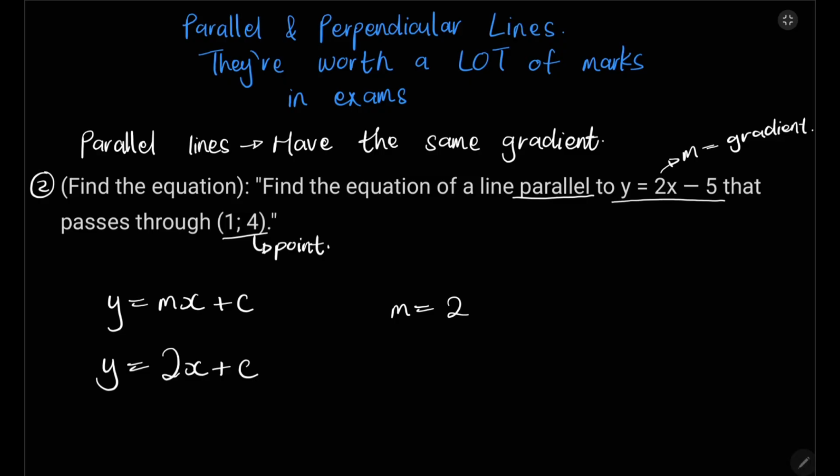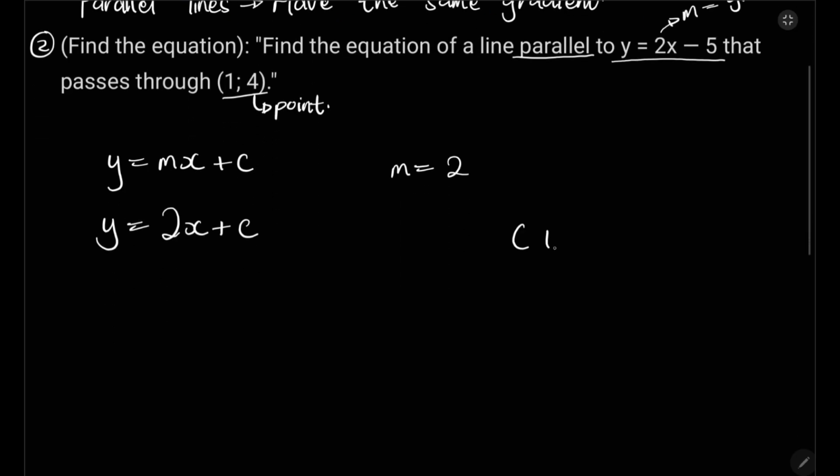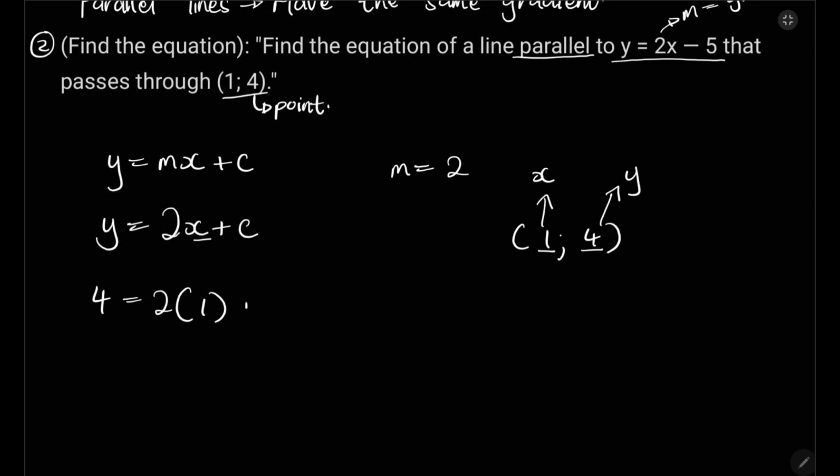What's next? We have a point. And remember, we did straight lines in the previous video. I said you can substitute any of the points. In this case, you only have 1 point, which is (1, 4). So this 1 is your x and that 4 is your y. Where we see y, we have to substitute 4. Where we see x, you have to substitute 1. So this will be 4 is equal to 2 times 1 plus c. Remember, it should always be in a bracket.